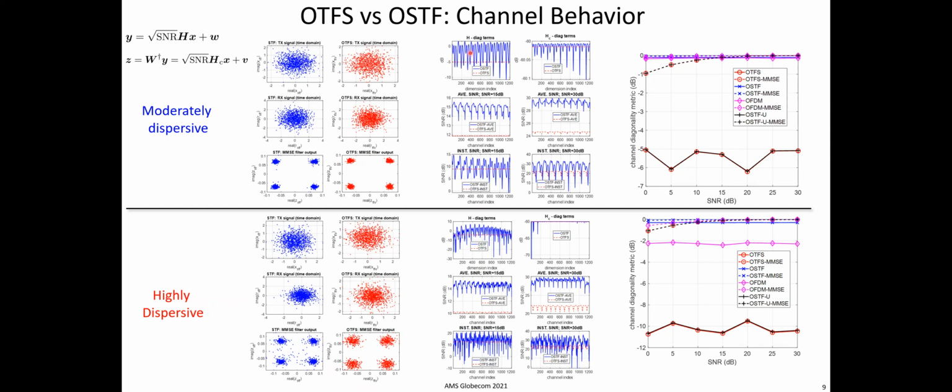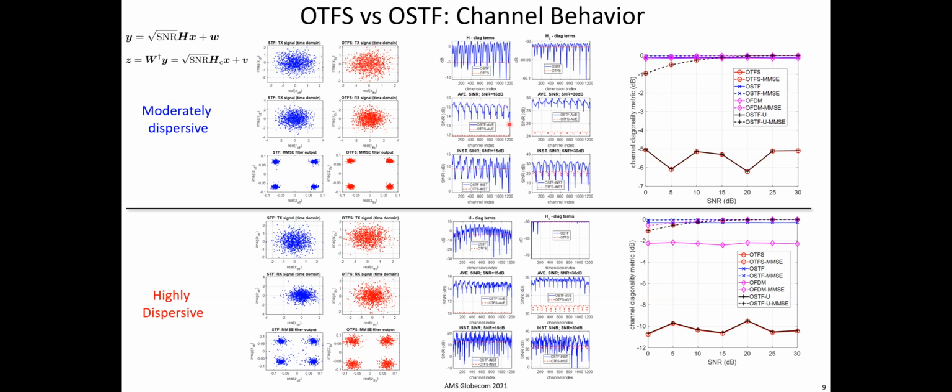The middle panel shows, the top one shows the diagonal terms of H, the original matrix, OSTF versus OTFS. Notice that OTFS is almost constant, whereas OSTF shows wild fluctuation because of multipath randomness, and there's quite a bit of loss in SNR or the value. And when you do MMSE filtering, this gap gets much lesser between OSTF and OTFS, but it's still flat.